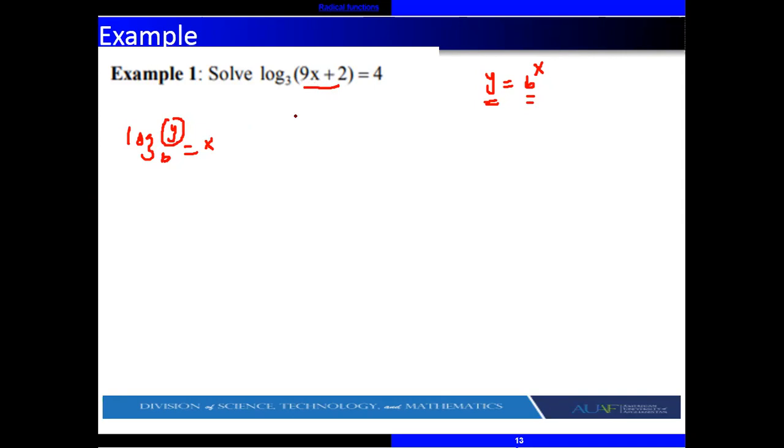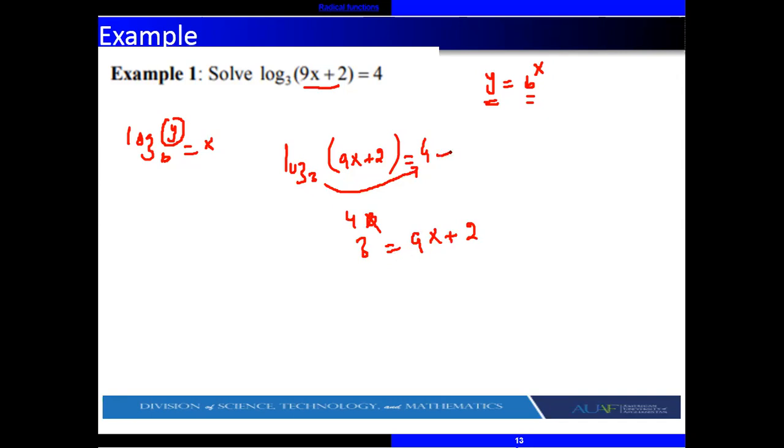So how to solve this one? We have log of 9x plus 2 at base 3 equal to what? 4. So how we can write in the form of exponential function? Yeah, in exponent form. So we can write like this one: 3 power x equal to what? 9x plus 2. 3 power 4, sorry, because we have 4 here. So 3 power 4 is equal to 9x plus 2.